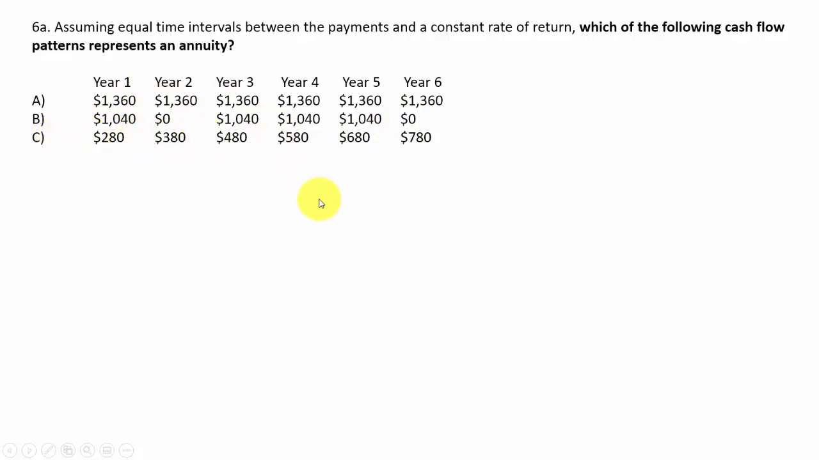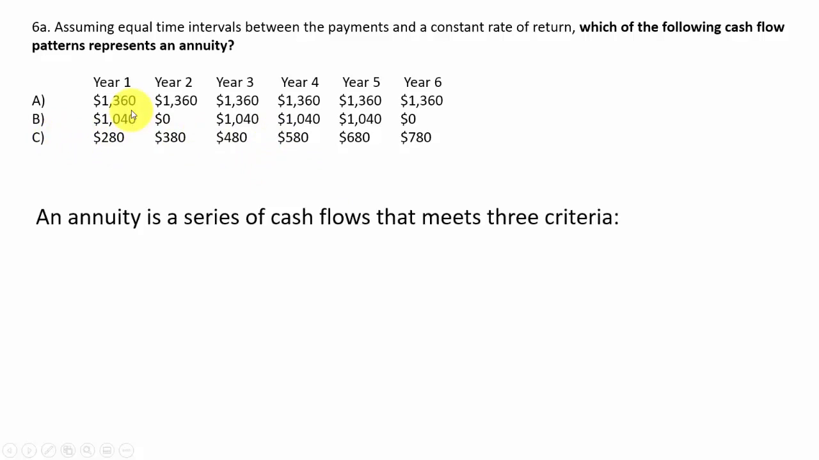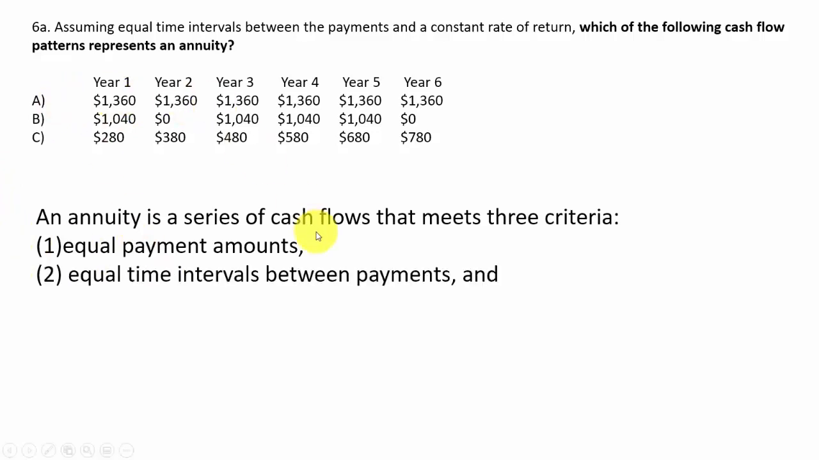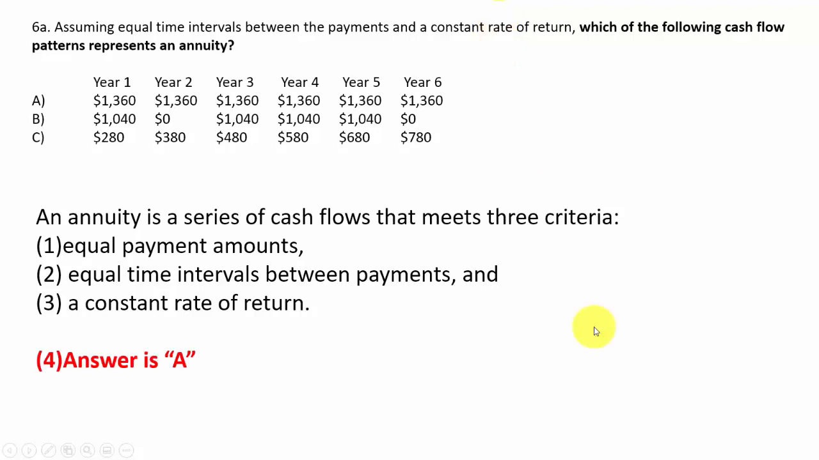Well, the answer here is A. A series of equal payments, and that meets the following criteria. Equal payment amounts, yes, that's A. Equal time intervals, which they told you to assume for all these 3 situations. And then finally a constant rate of return, which they also told you to assume. So the answer here is A.